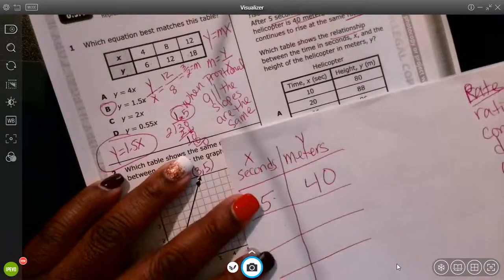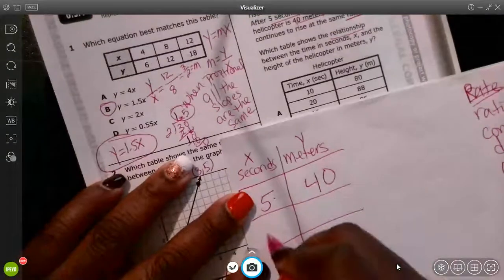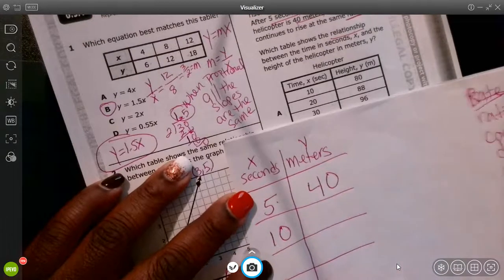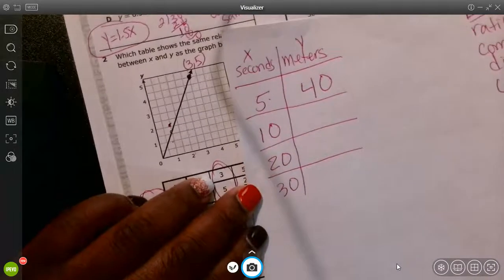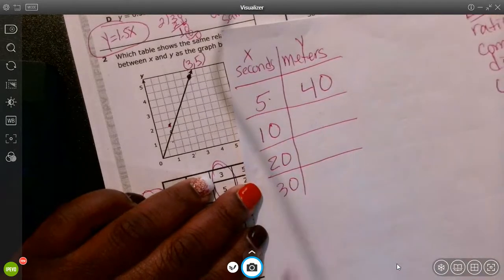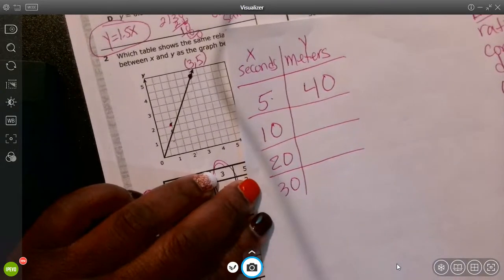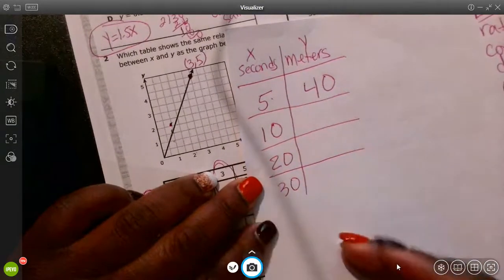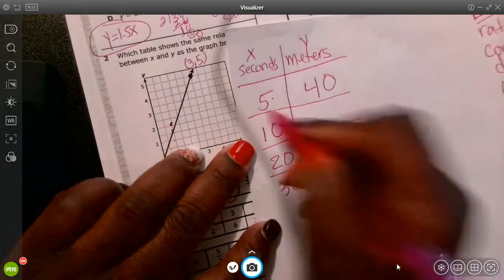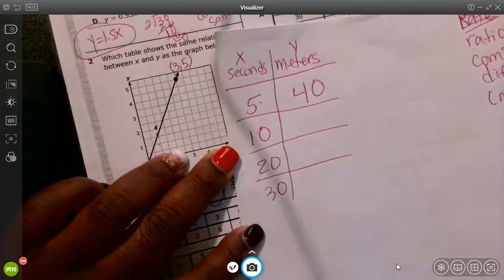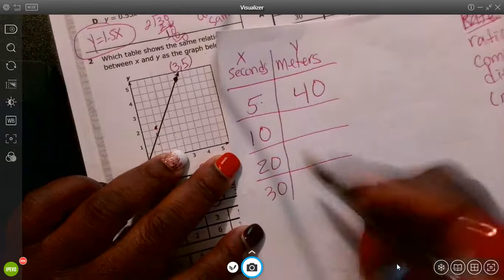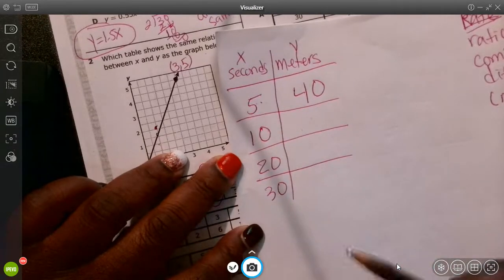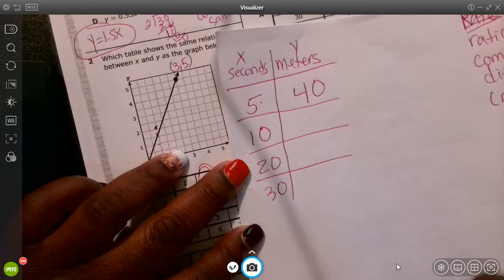If I need to know what my X is going to be when it's 10 seconds and 20 seconds and even 30 seconds, this is what my table looks like. So now I need to fill in this space. How do I do that? This is when you can use scale factors. Remember, these are all proportional. So when I think about going from 5 to 10, what did I have to do to get from 5 to 10? One, I added, but when we're dealing with scale factors, it has to be about multiplication.